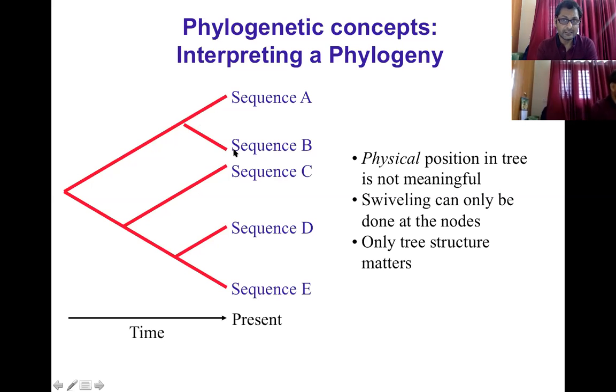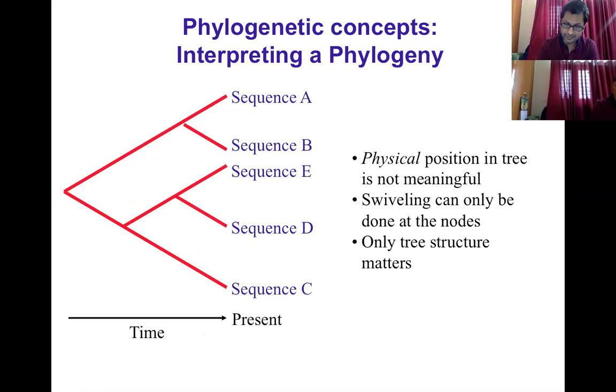One important thing is that the physical position of this tree is not meaningful, because if this sequence C, D and E are here, and if I put this branch here, it is not going to make a difference in any of the phylogenetic tree, which means swiveling can only be done at the nodes. At these nodes, I can invert this tree like this, and this sequence D and E will go this side and C will come this side. But this means that the tree is actually the same. It is only the method by which it has been represented.